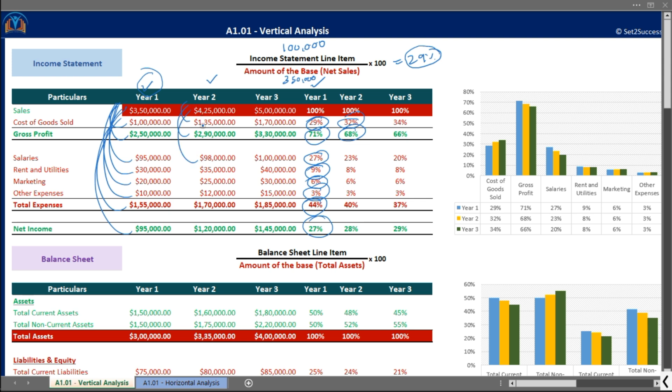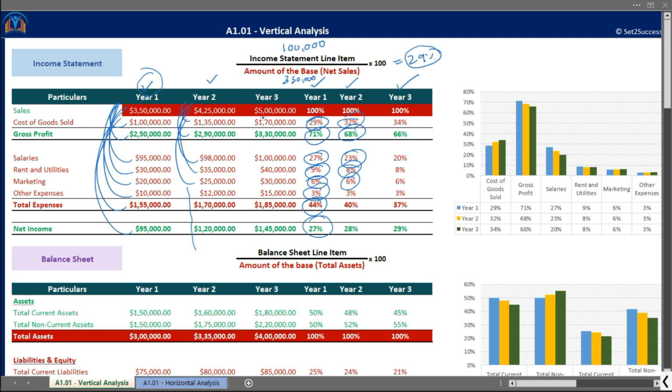We have 98,000 by 425,000 into 100, 23%. 35,000 by 425,000, we are going to get 8%. 25,000 by 425,000 into 100, 6%. Like this you can do for other expenses, total expenses, and net income. So by this way we have completed year 2. Let us do for year 3.